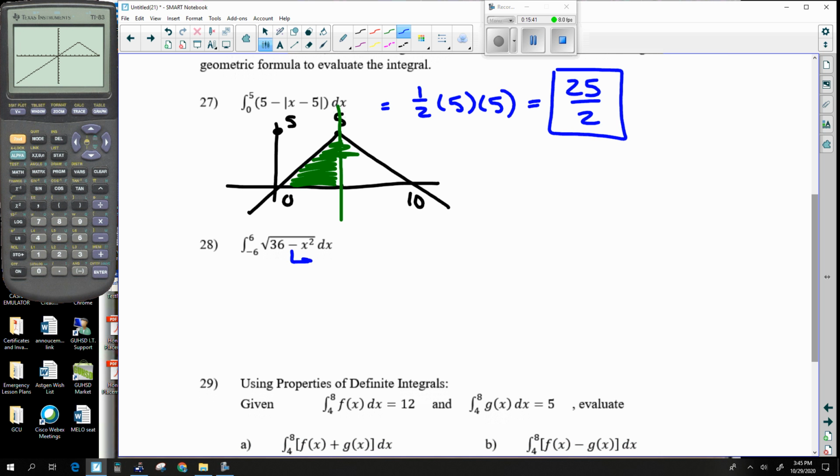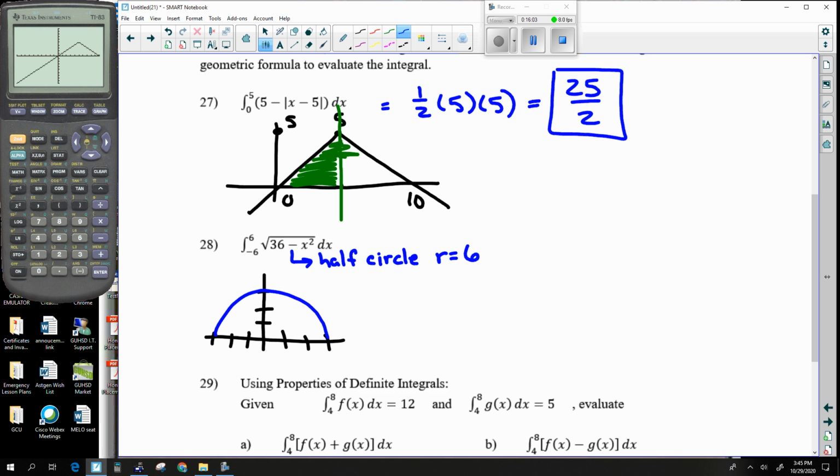Okay, this is again a half circle. Positive half, more specifically, with radius of 6. So 36 divided by 2 is, what, 18?